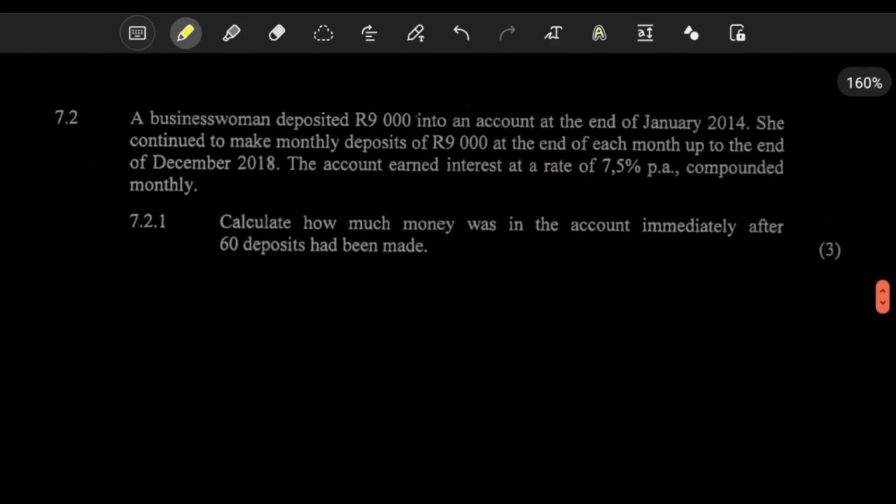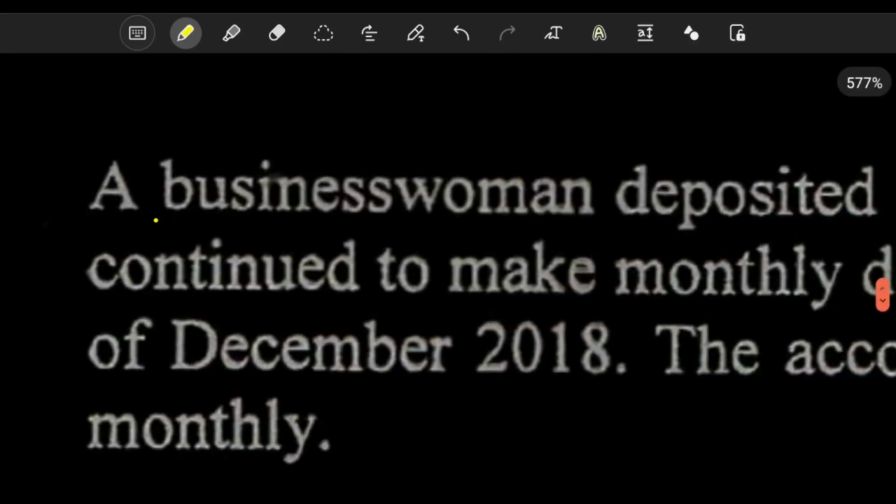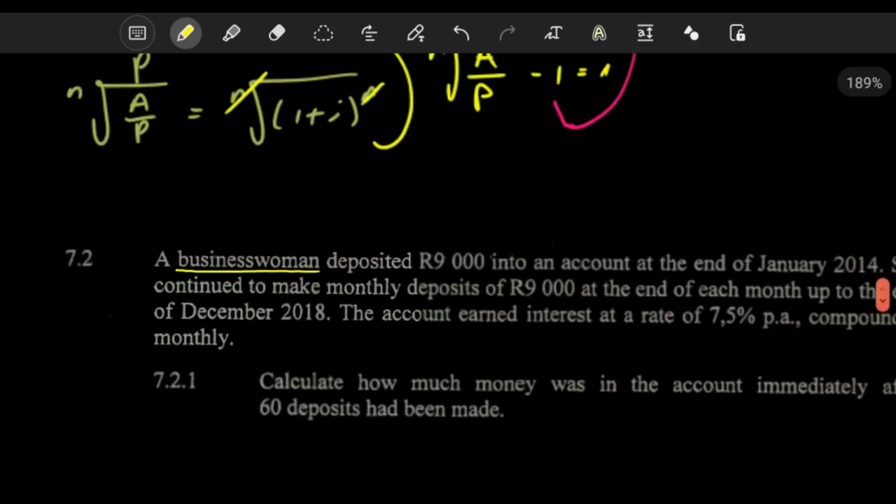But anyways, moving on to this 3-mark question over here. A businesswoman. Yeah, let's go, madam. What's happening? So it is businesswoman.